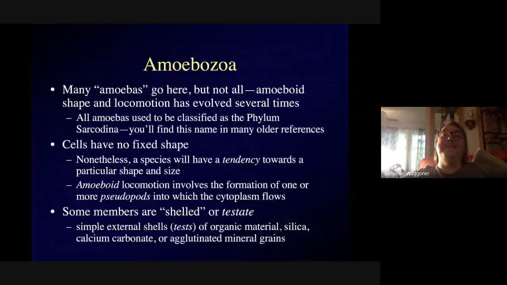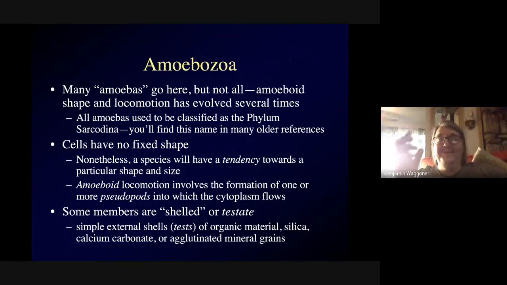So we'll start with the Amoebozoa. As I mentioned just now, amoeba shape and amoeba locomotion has evolved several times, so not all amoebas go in the Amoebozoa. Cells in the Amoebozoa don't have a fixed shape, although they may have a tendency towards taking a particular shape and size. And they move by amoeboid locomotion, duh. And in amoeboid locomotion, the cell extends one or more little extensions of the cell body called pseudopods, Greek for false feet.